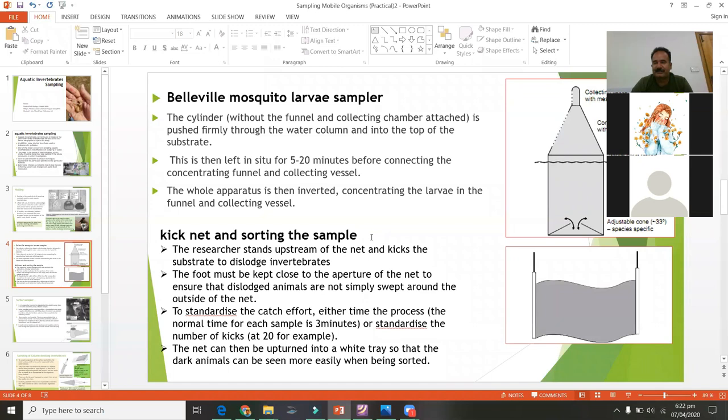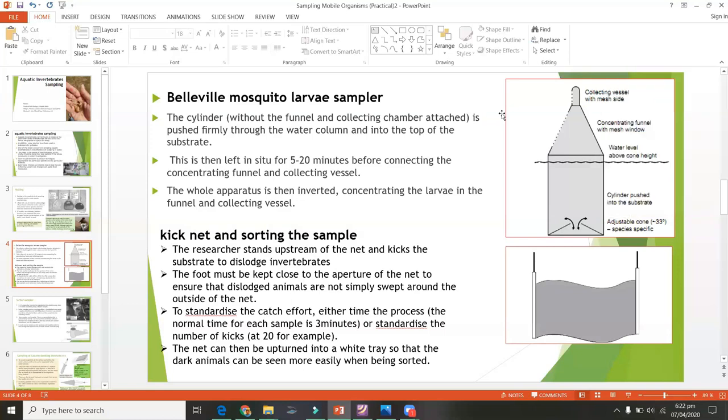Temporal means time scale. If we sample during spring, we should also consider the summer factor, autumn factor, and during winter, some macroinvertebrates hibernate. So we use some screens. And this is the screen net which we use for the collection of macroinvertebrates in wadeable and shallow streams.